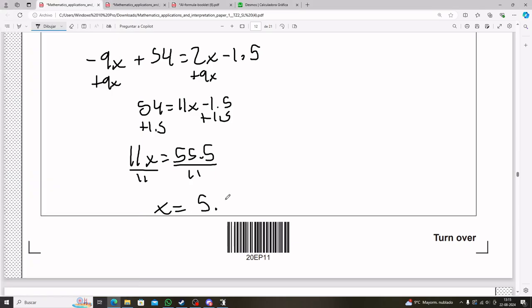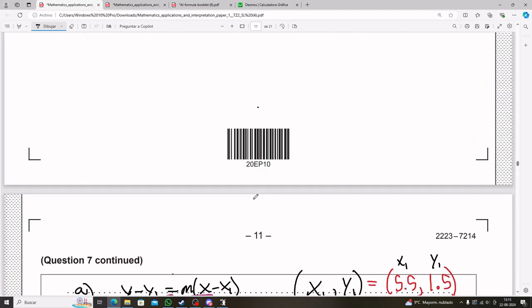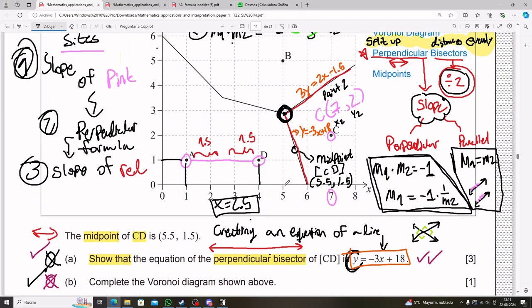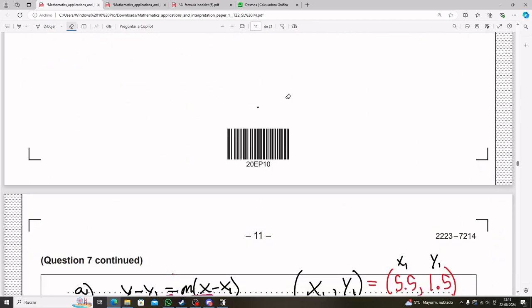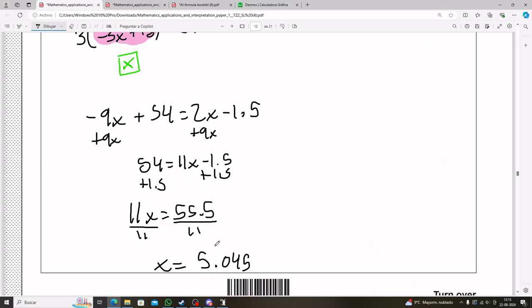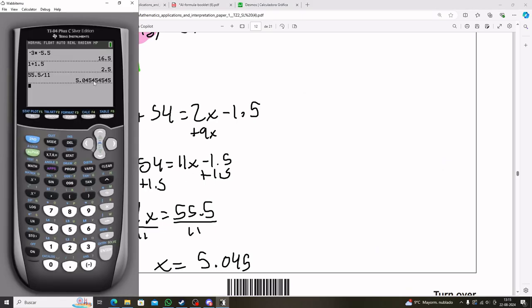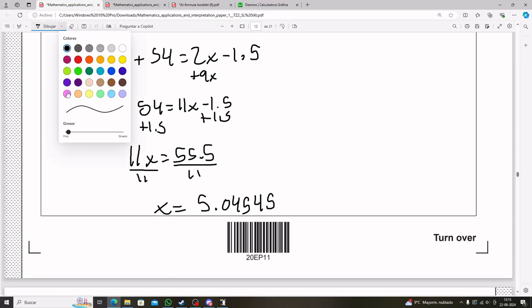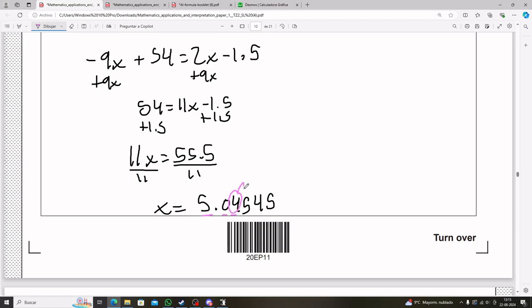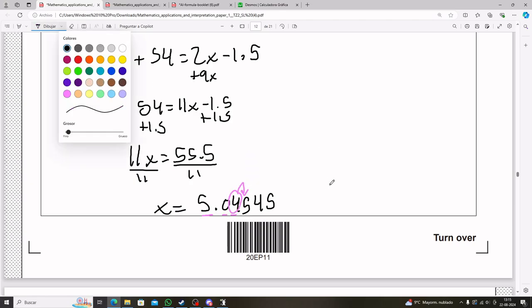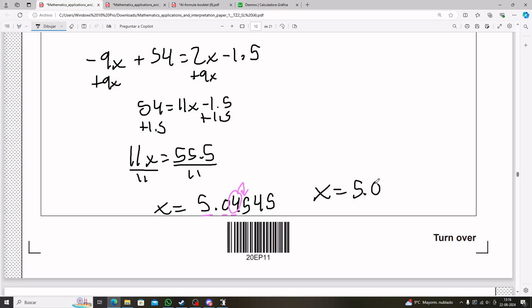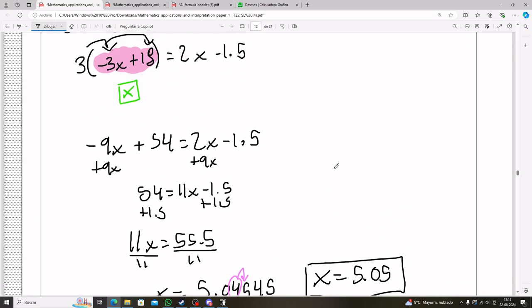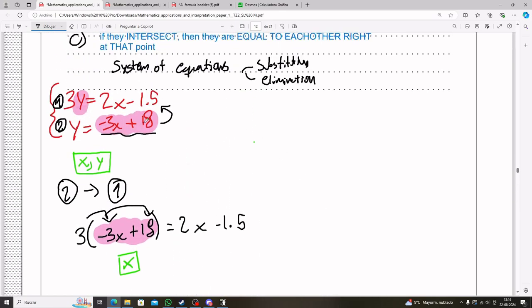Yeah, 5.045. And checking the Voronoi diagram, it actually kind of makes sense, because if you look, 5 is right here, and where they intersect is a little bit to the right of that. So it makes sense that it's going to be 5.0 something. See? So your x value ends up being 5.045, right? If you want to do significant figures, you count 1, 2, 3, round it up or keep it the same, you round it up. So I'm going to leave my x value as 5.05.